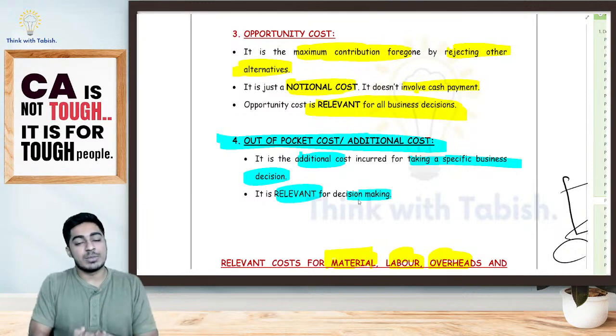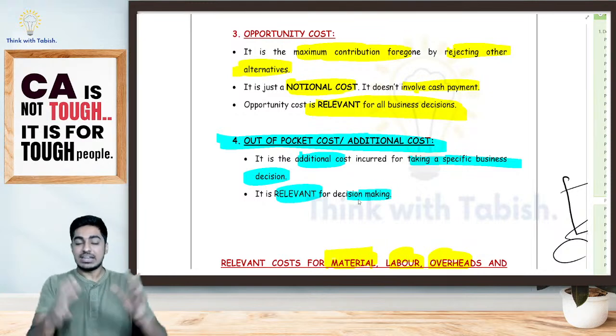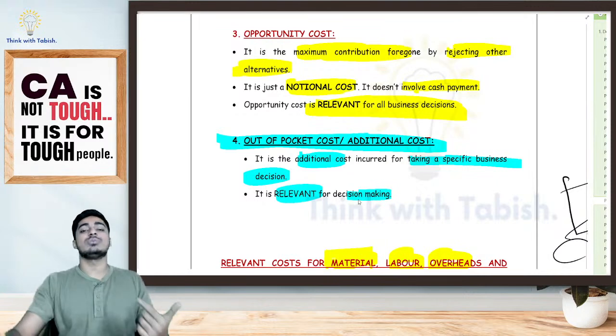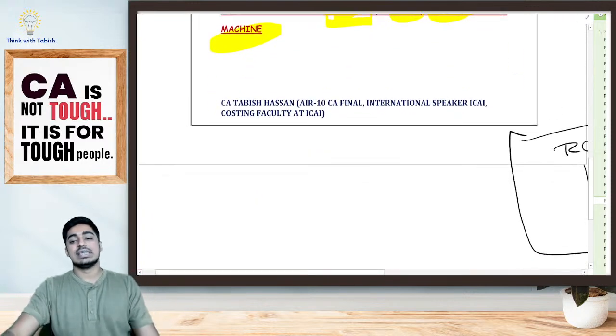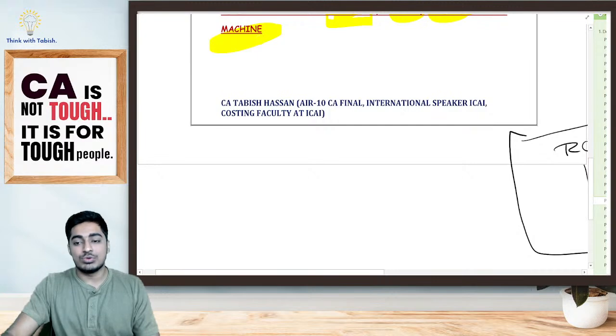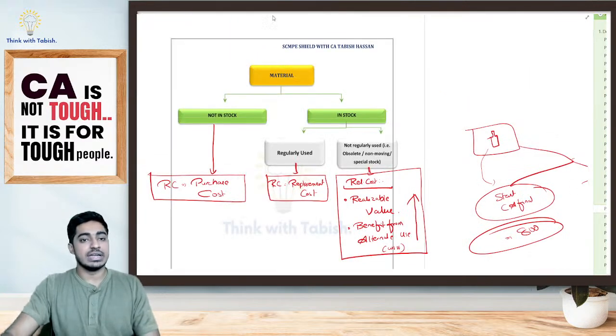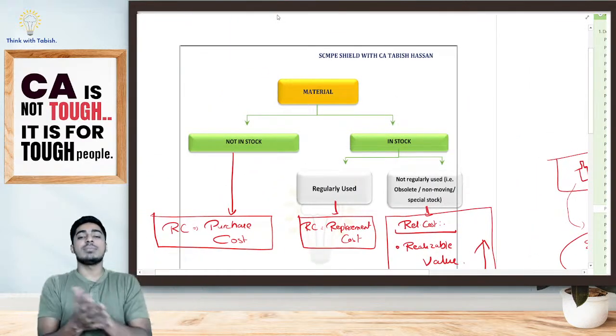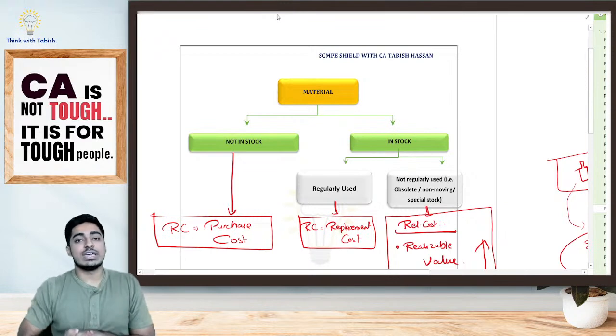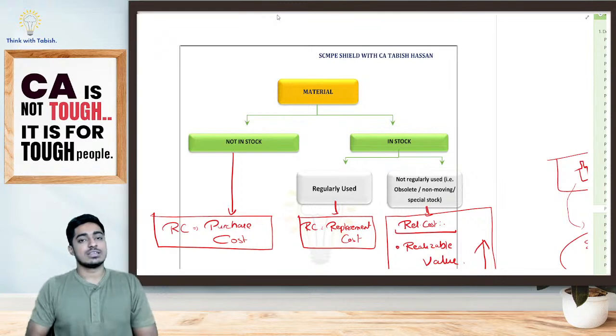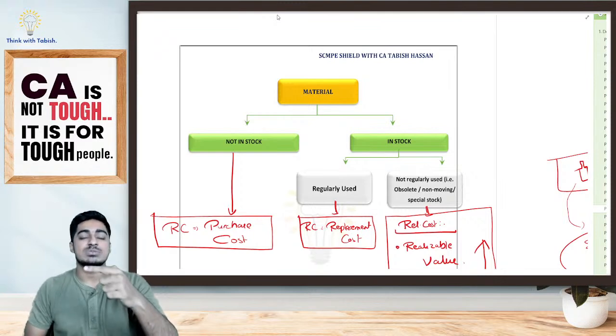Next, final point we had discussed. We had discussed the relevant costs for material, labor, overheads and machines. In that, for material, what is going to be the relevant cost? We had discussed. Let us revise. I will explain it one more time. Next, we will proceed ahead. For material, we had given you the example. Suppose I am starting pen drive classes for CA final. So, pen drive is the raw material I am speaking about.